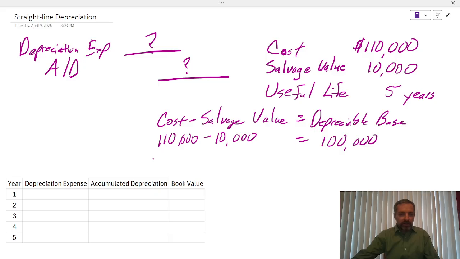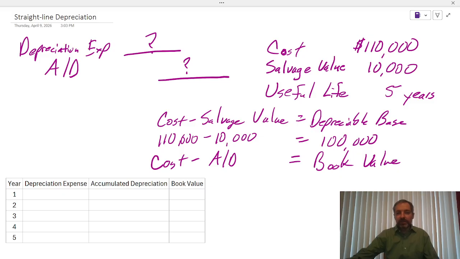So the other thing that we need to know is the book value. Cost minus accumulated depreciation is book value. At the start of the life of this asset, there is no accumulated depreciation, so the cost is $110,000. Accumulated depreciation is 0, so the book value is $110,000.